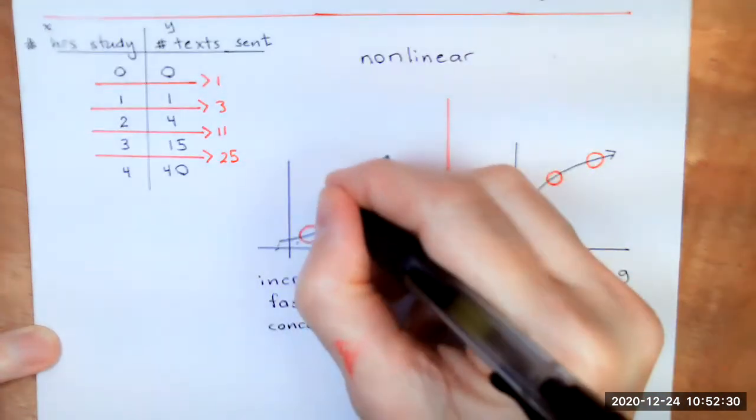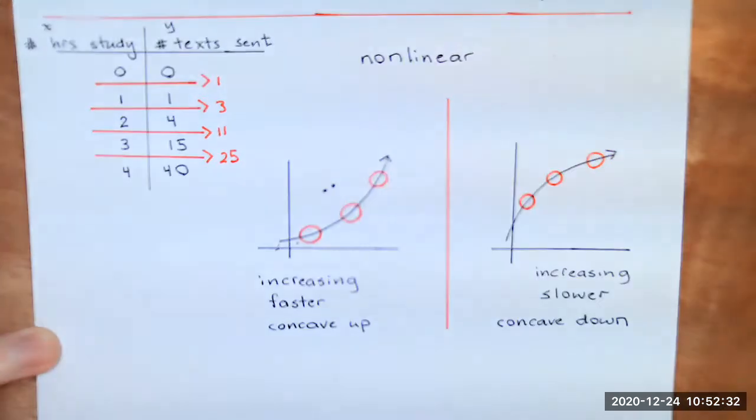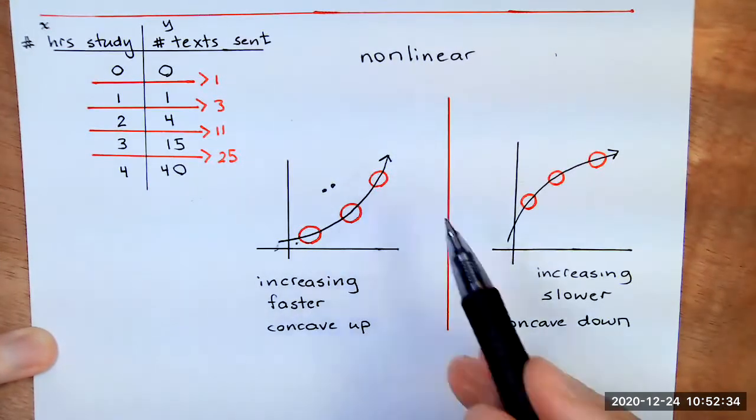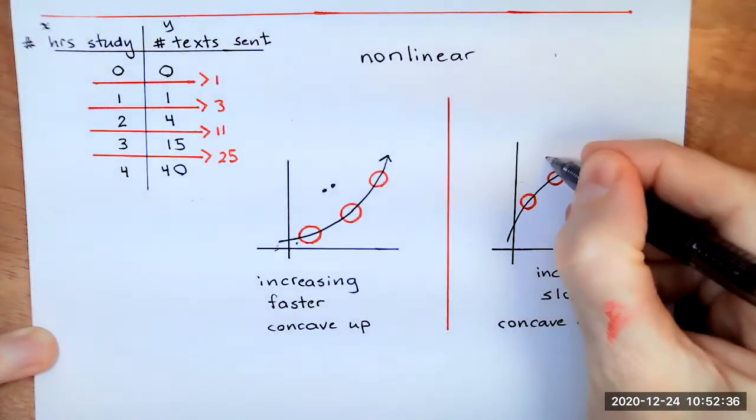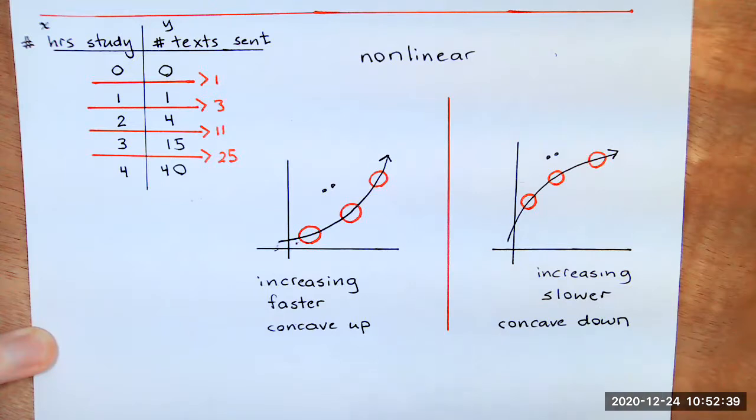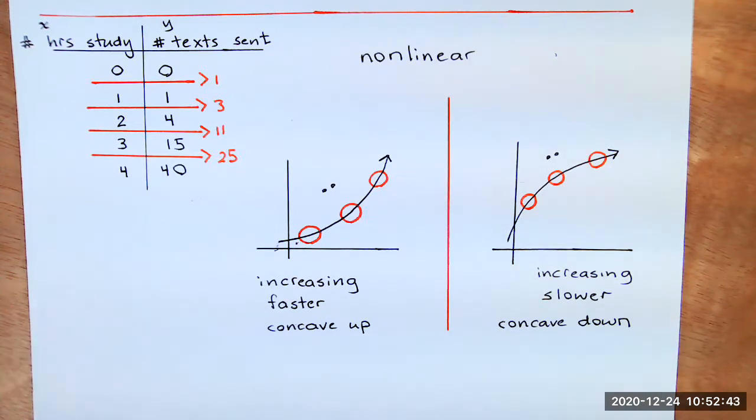Concave up, you can remember, it looks like it's smiling. So up, happy. Concave down, looks like a frown. Down, sad, like that. All right, let's do another example.